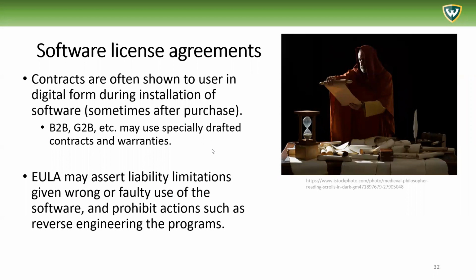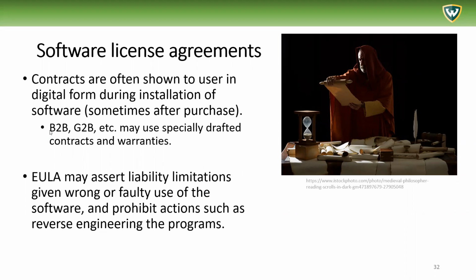Software license agreements contracts are often shown to the user in digital form during installation of software. Once you download the software and put it in your computer, usually there's going to be an agreement there, which you're probably not going to read. Sometimes you can only see the agreement after you purchase the software and open the box, so you already had to accept it because you already bought the item.